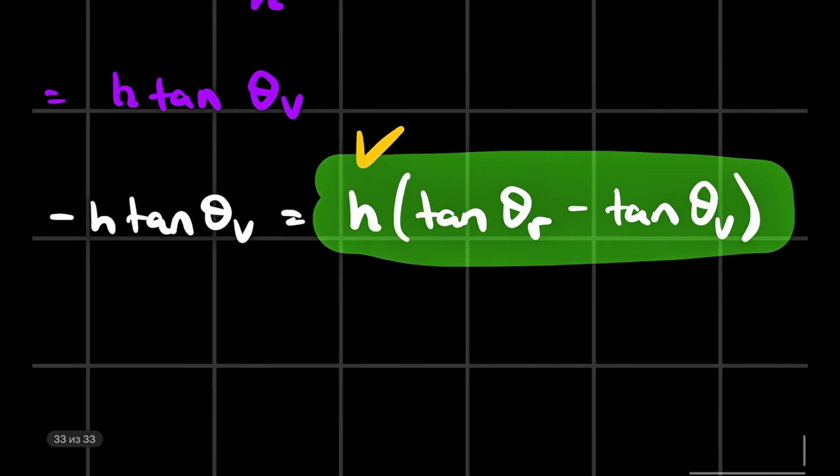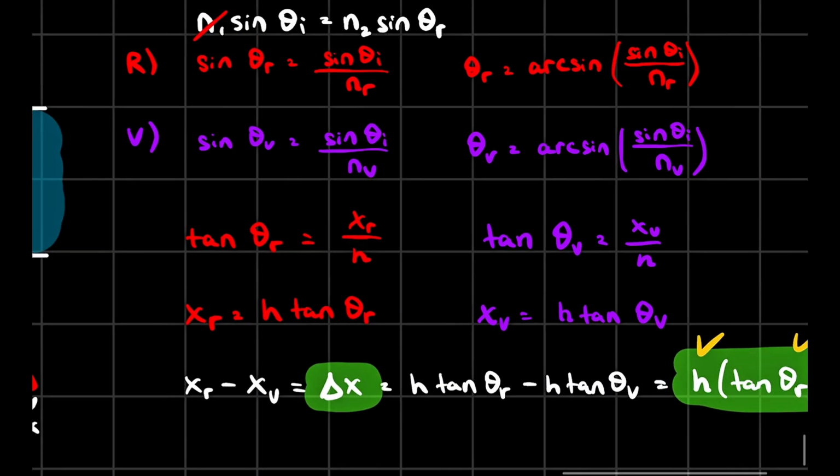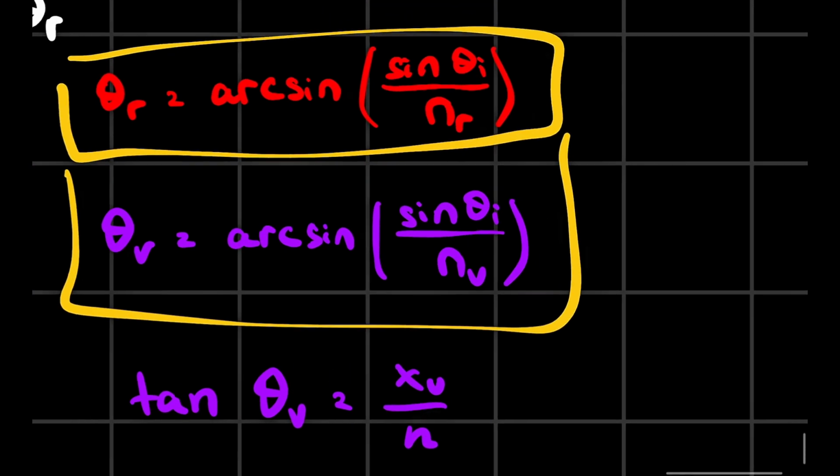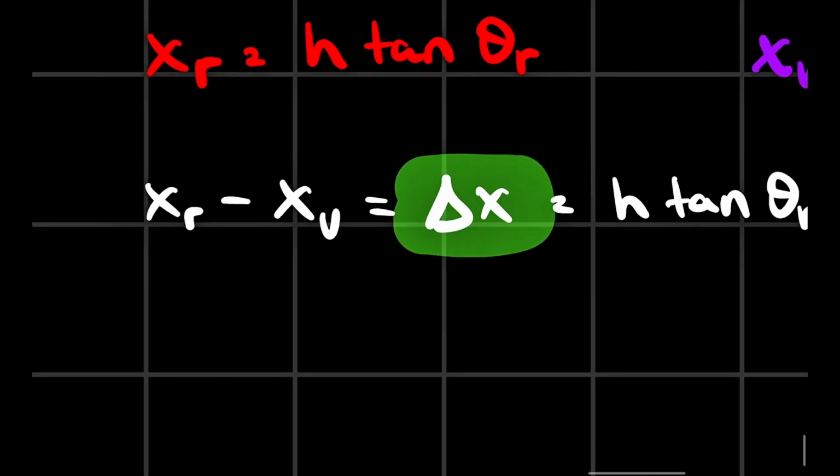And tangent theta red, tangent theta violet. We do know the theta red and theta violet because we have written those two right here. You can see it. We know from the very beginning the index of refraction for red, the index of refraction for violet, and we know the angle of incidence. That's why we can calculate everything and we can find the meaning behind the delta x.